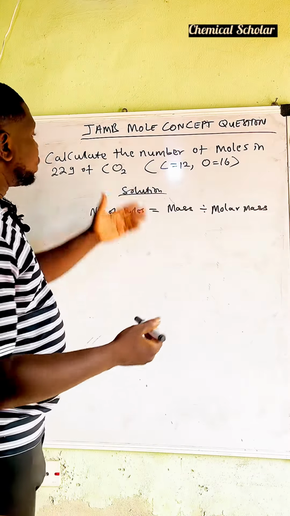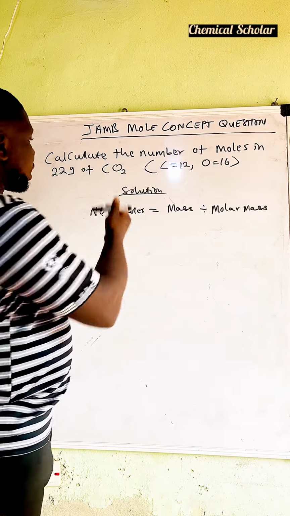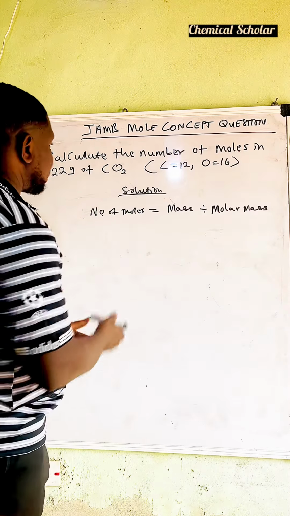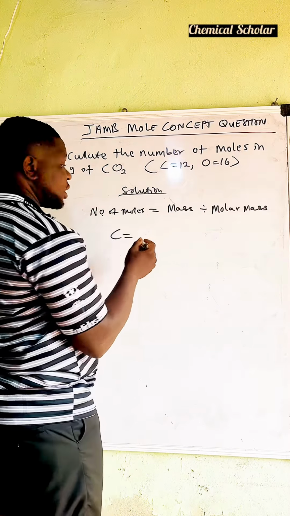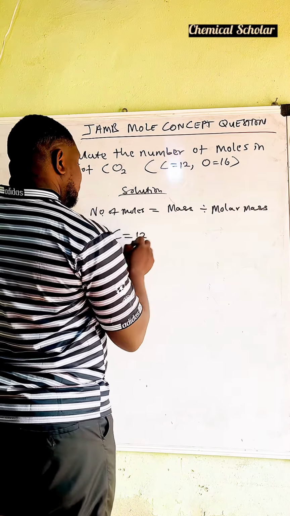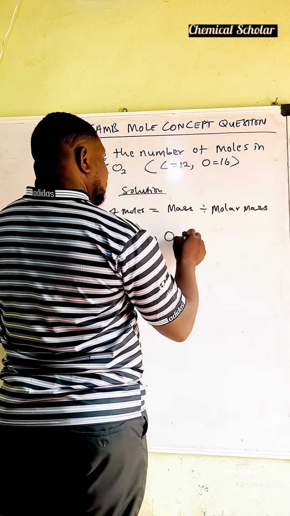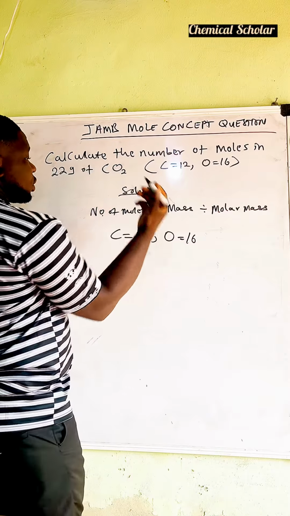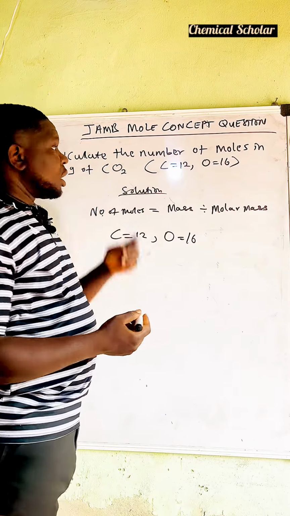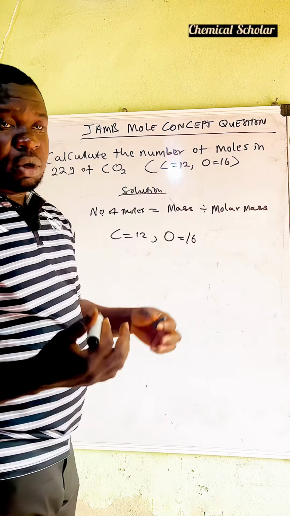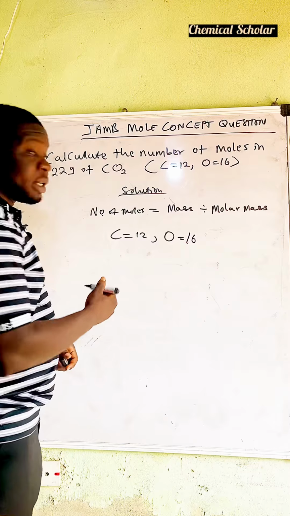Now, how do we know the molar mass of CO2? That's carbon dioxide. How do you know the molar mass? We calculate it. Already, we know that carbon has a relative atomic mass of 12, and oxygen has a relative atomic mass of 16. Now we have 2 oxygen. So for us to calculate the molar mass, we need to add the relative atomic masses of the elements that are involved.